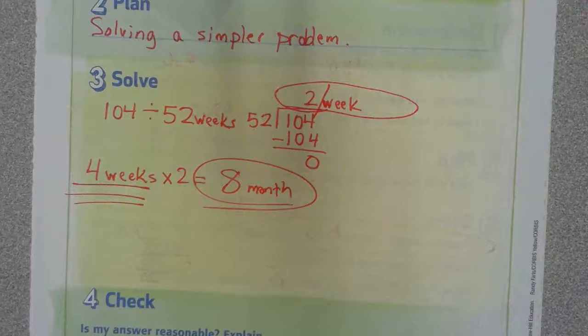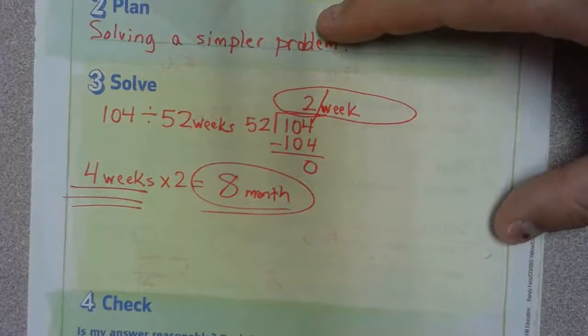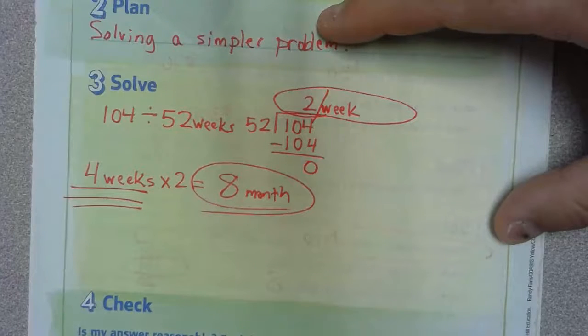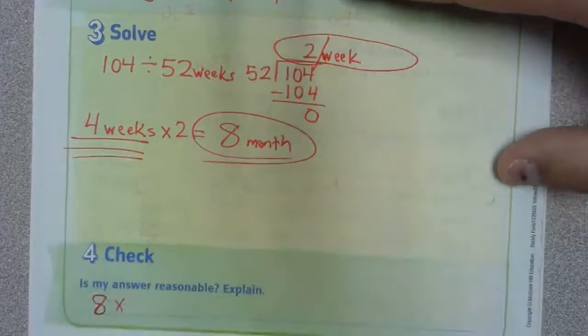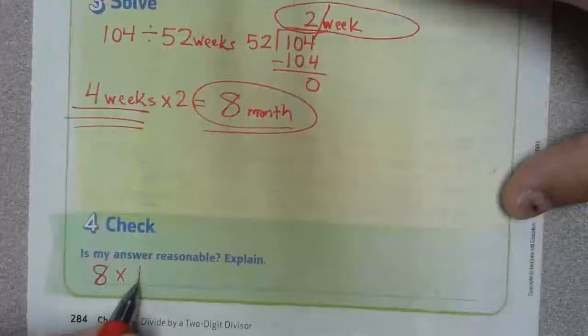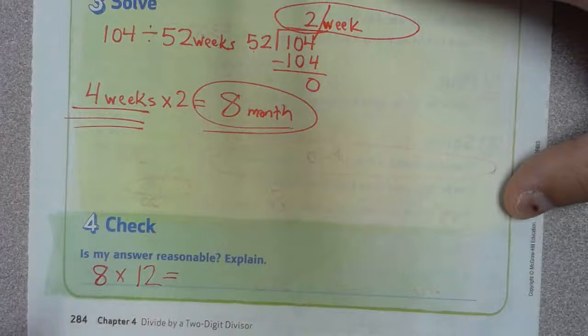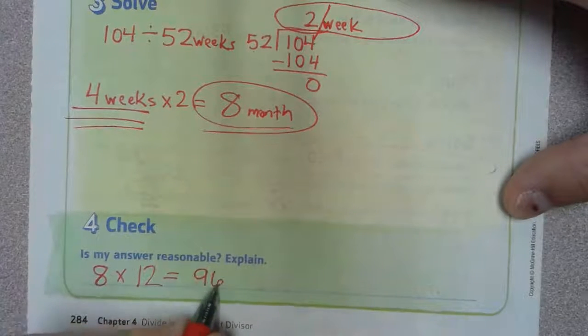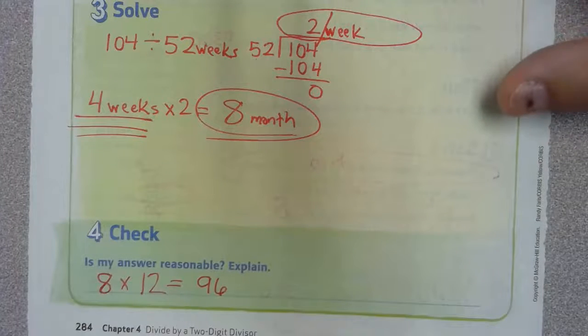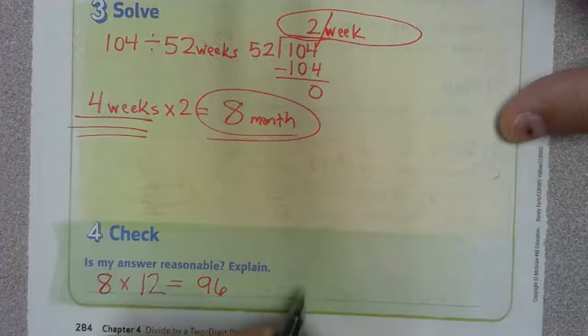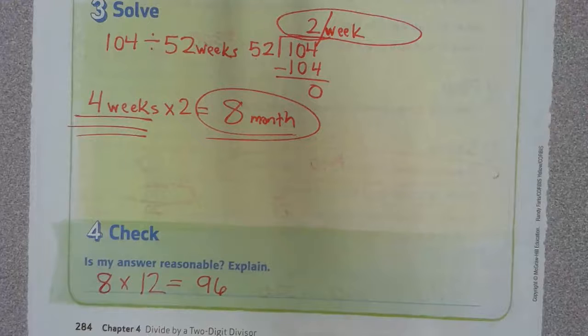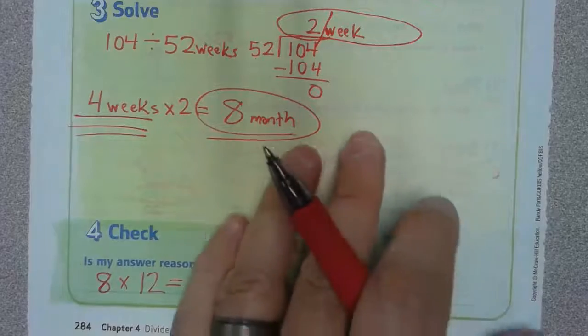Good job. And then it says, isn't it reasonable? Well, you say, well, 8 movies per month times how many months are there in a year? 12. Does anybody know what 8 times 12 is? 96. Is that pretty close to 104? It's pretty close, so yeah, it's a reasonable answer. So she watches about 8 movies a month. Some months she might watch more, some she might watch less.